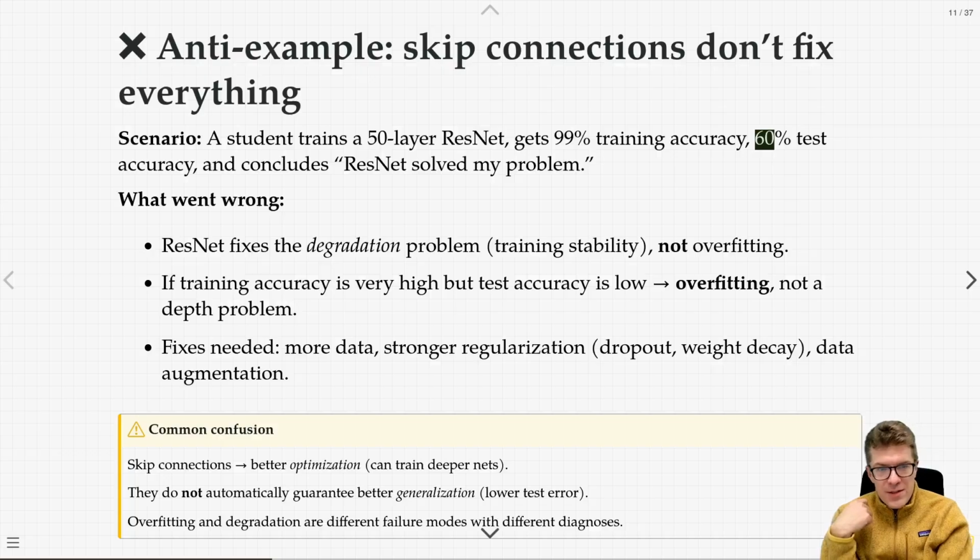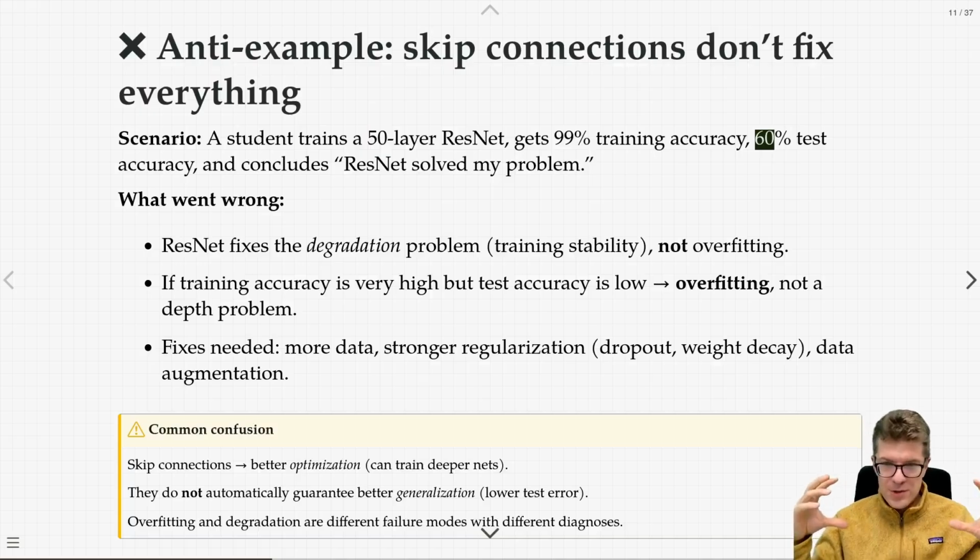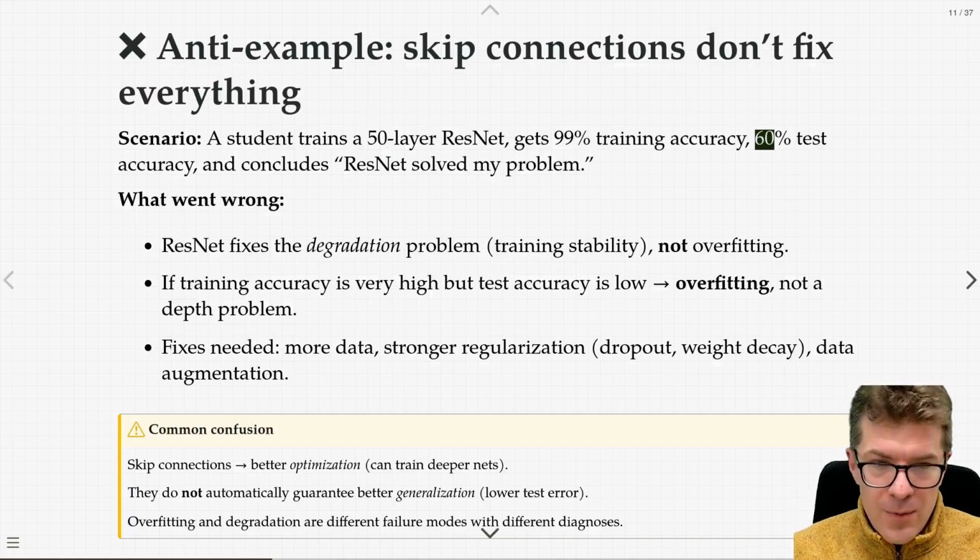ResNet seemed to fix the degradation problem. So we solved the problem of exploding and particularly vanishing gradients in this very, very deep neural network. So training stability, that problem we talked about in previous modules, is helped, which is nice.